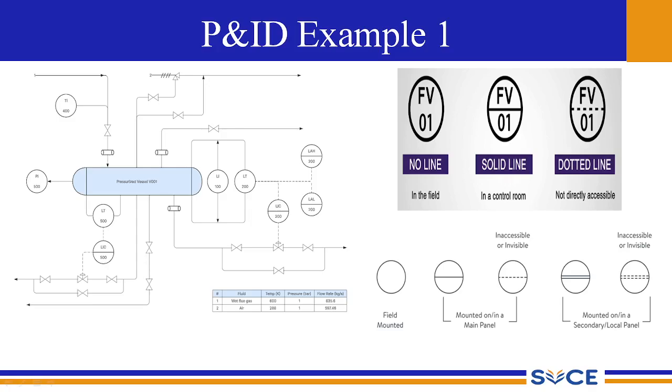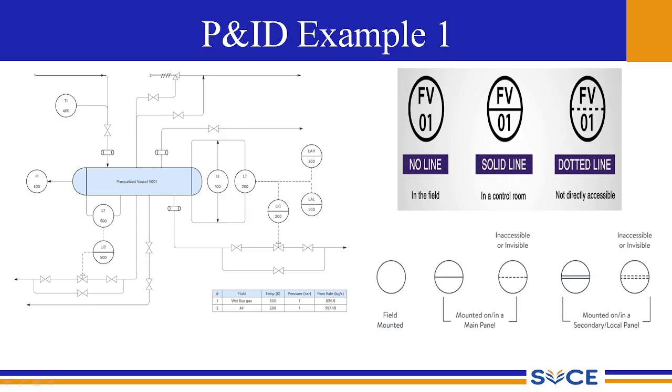Then in the case of two solid lines or two dotted lines, it means those measuring instruments are inaccessible, or not visible, because they are mounted on a control panel. Here the same legend is given. If you have a circle with no line, that means the measuring instrument is present in the field. If it is with a solid line, then that measuring instrument is present in the control room. And if it has a dashed line, then that means the measuring instrument is not directly accessible and it is provided with automatic control.